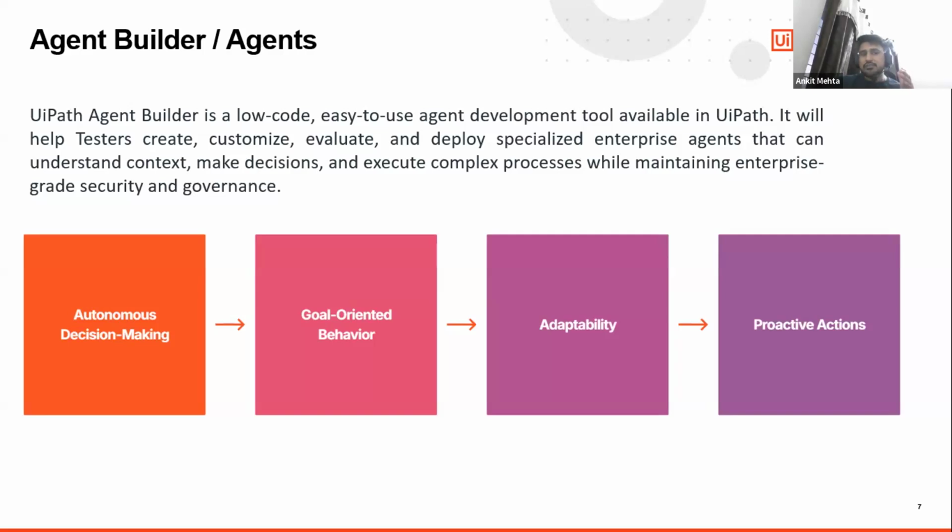So now let's talk about the first one, autonomous decision making. Autonomous decision making means that agents have the capability to take decisions themselves, right? When we talk about generative AI, it is able to generate content, but we are extending its capability to make decisions.